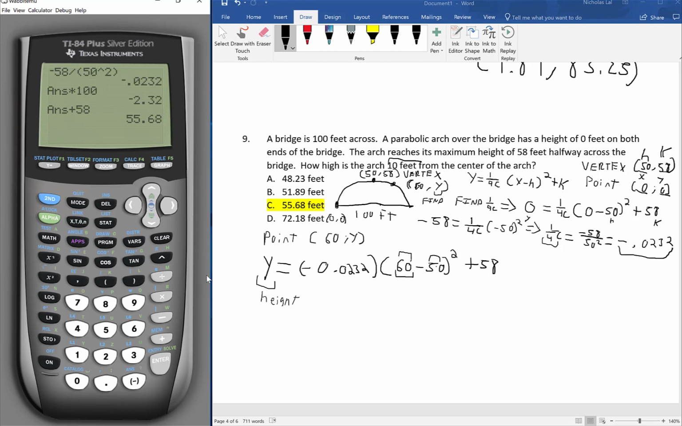So plug this into the calculator, and you get the answer y is equal to 55.68. This is the conceptual part. You have to understand that you have a point on the parabola 0, 0. The vertex is 50, 58. And you're looking to find the y value of the point with an x value of 60.